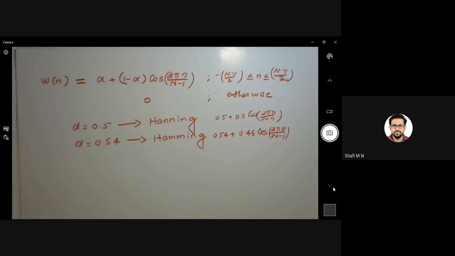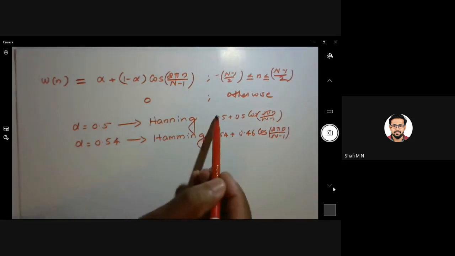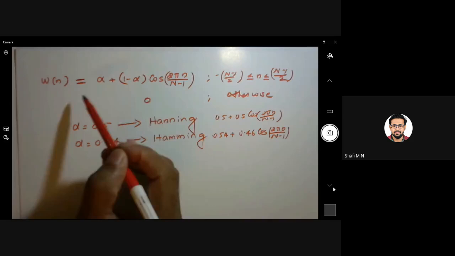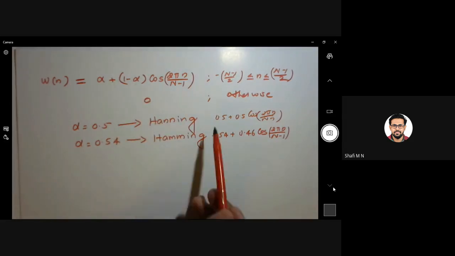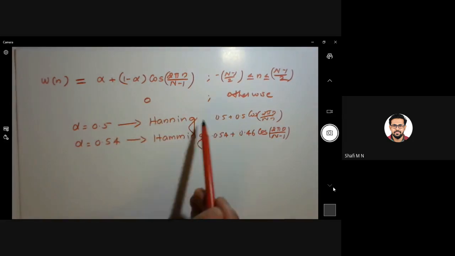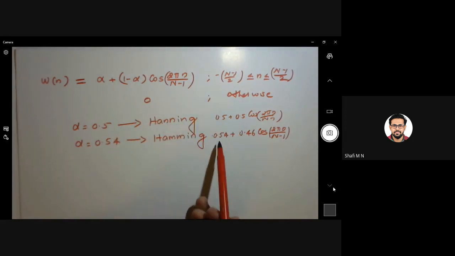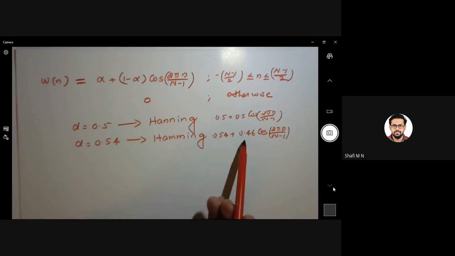Note the equations, then we will do a problem directly. You can learn it by heart like this, or else you can learn the common equation. Both are 0.5 for Hanning window, and Hamming is 0.54 and 0.46. Copy it, we will do one problem.